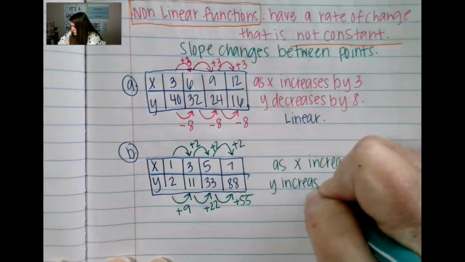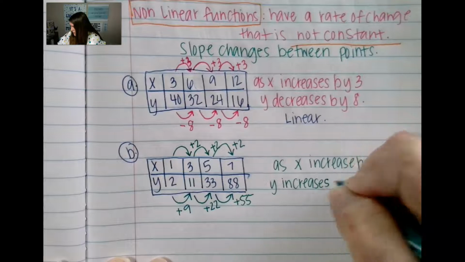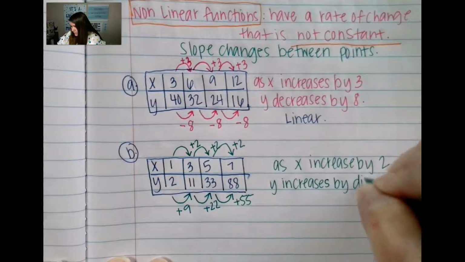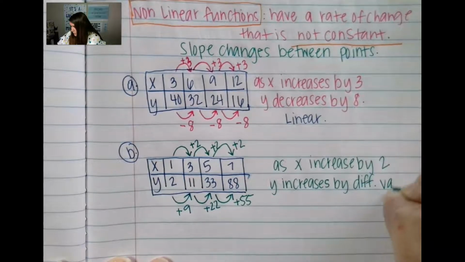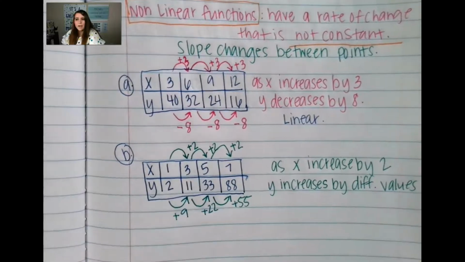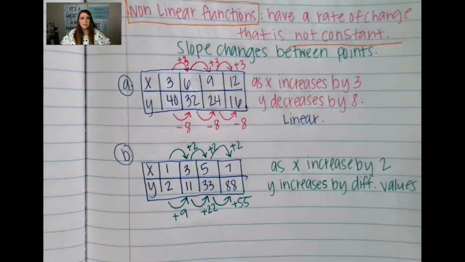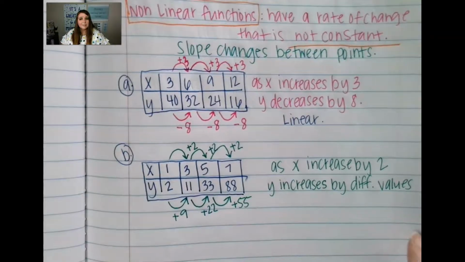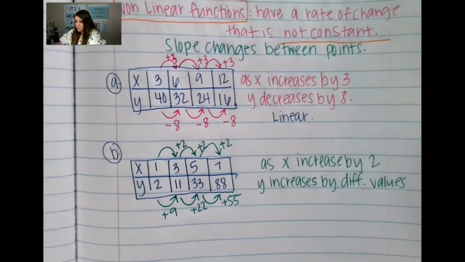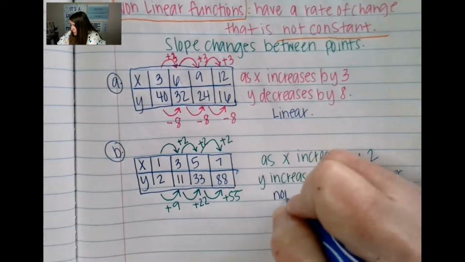So the rate of change is not constant because as x increases by 2, y is increasing by different values. Okay, so y is increasing by different values. This function, because it's not a constant rate of change, this one is non-linear.